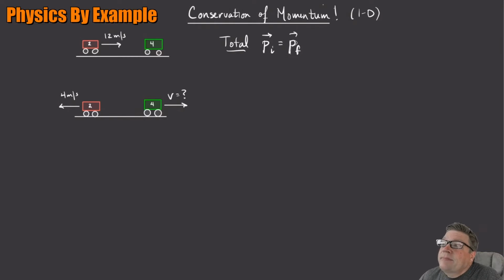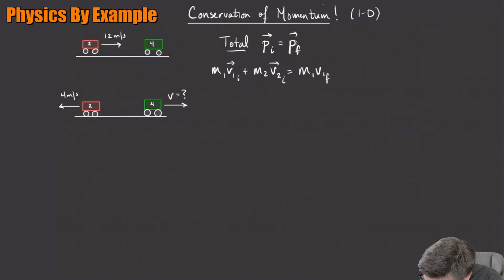So in this case, if I write out all the possible terms, it'll look like this: M1 V1 initial plus M2 V2 initial. That's the total initial momentum, right? I just add them together. This is going to be M1 V1 final plus M2 V2 final. A whole bunch of letters. In our case, it's going to be a little bit easier because this is 0, right? The second mass is not moving. And I know what V1 final is. So let's plug in some numbers.